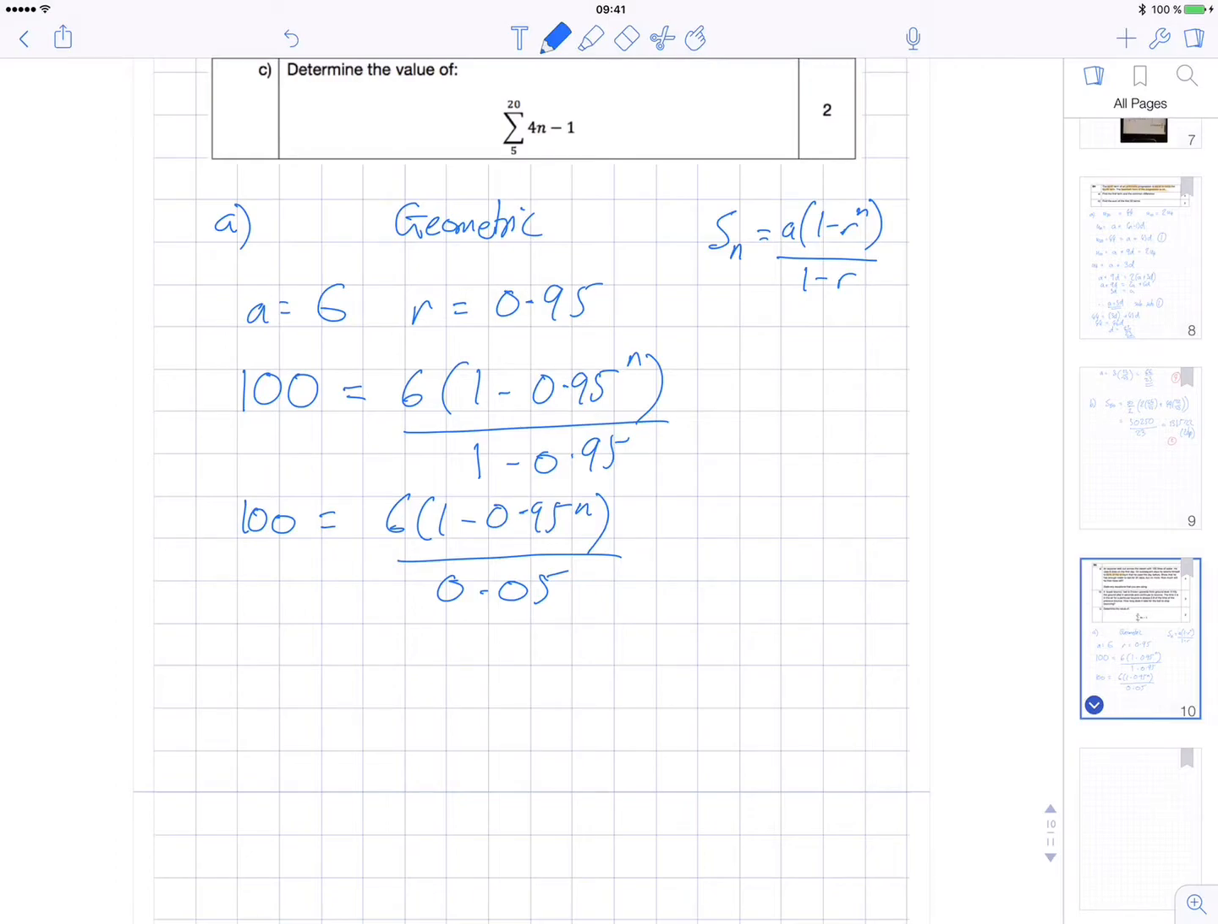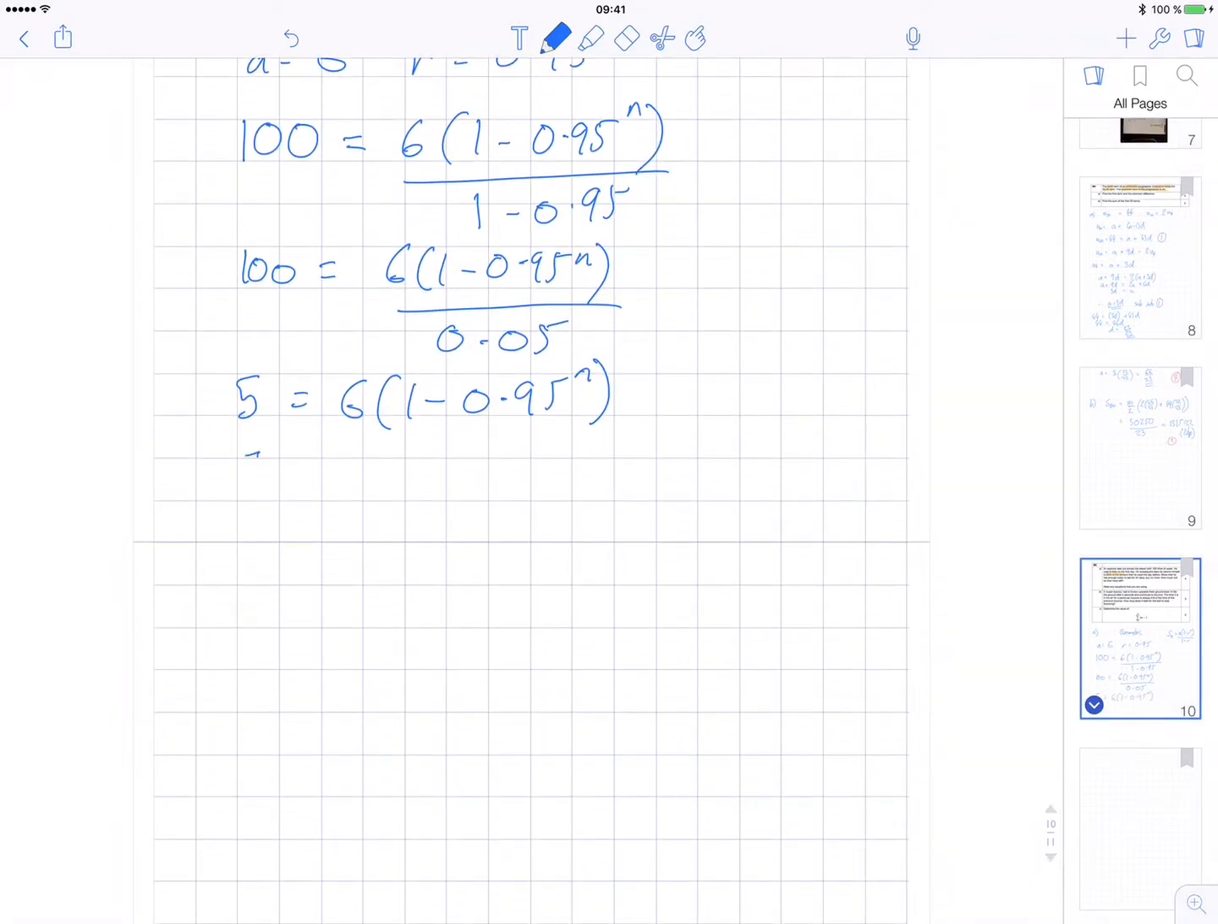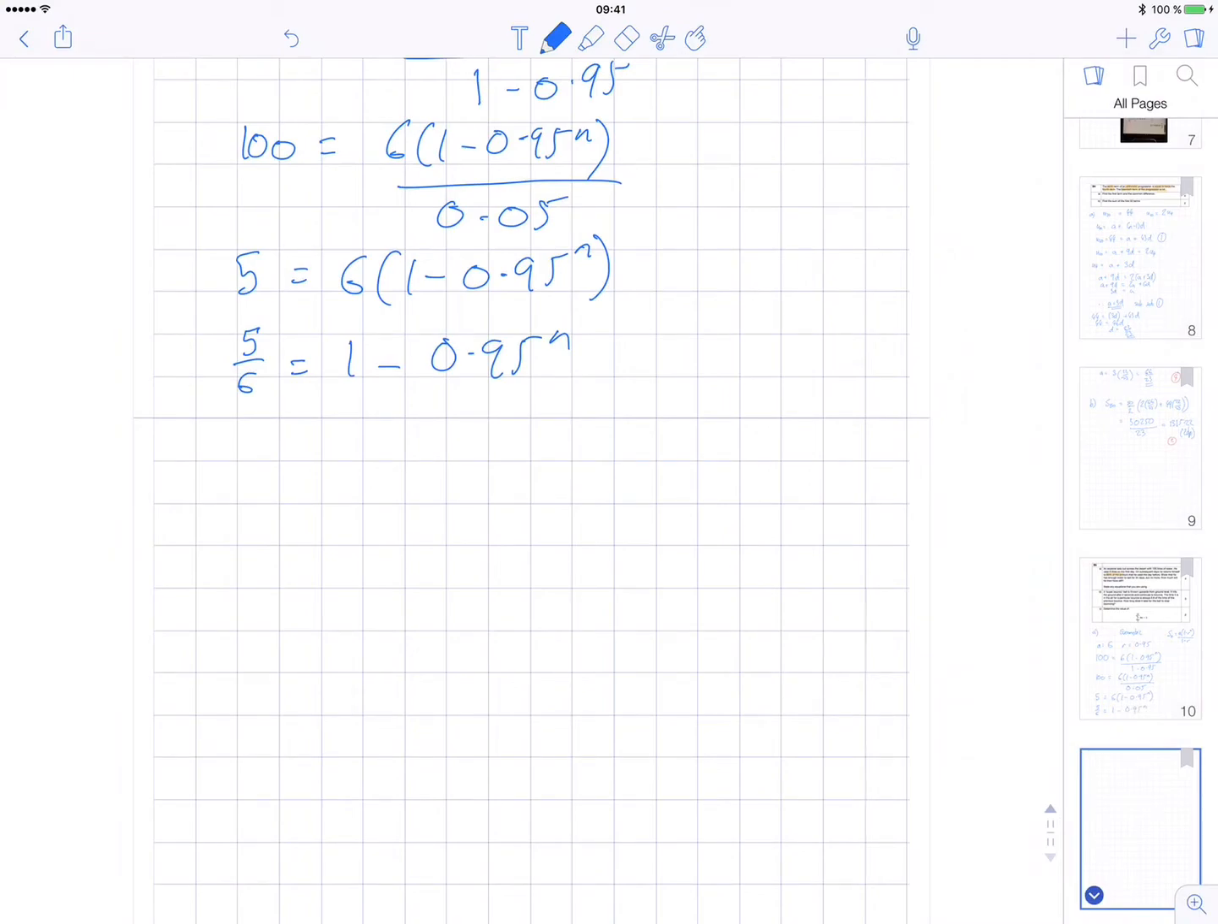So I'm going to times up by 0.05, so 100 times 0.05 is equal to 5. So 5 is equal to 6(1 minus 0.95 to the power of n). I'm now going to divide by 6, so 5 over 6 is equal to 1 minus 0.95 to the power of n. I'm going to do a bit of moving about. I'm going to say 0.95 to the n is equal to, so I've added that across, 1 take away 5 over 6, which is 1/6. 1 take away 5 over 6, clearly 6 over 6 take away 5 over 6 is 1/6. And I'm going to solve for that.